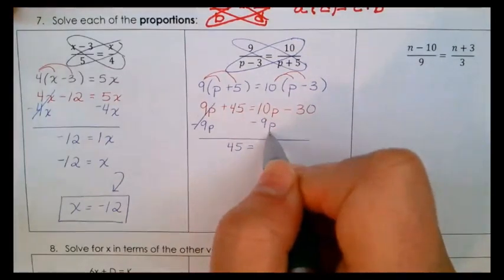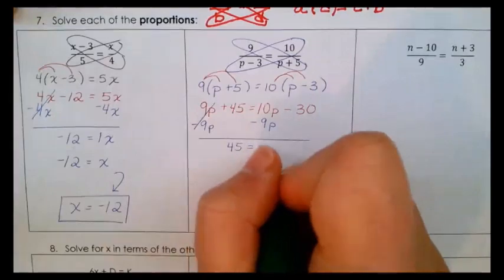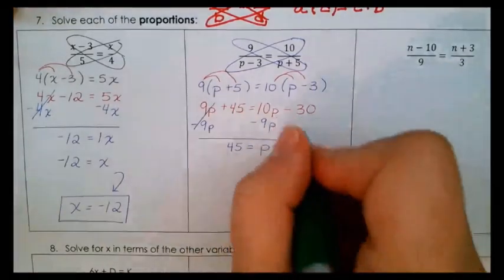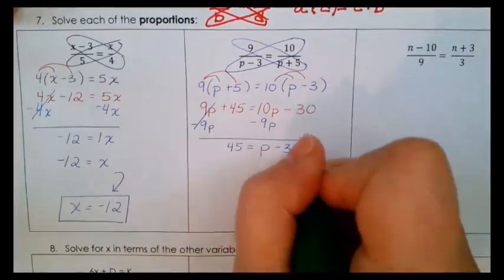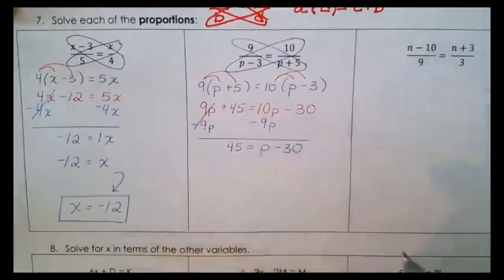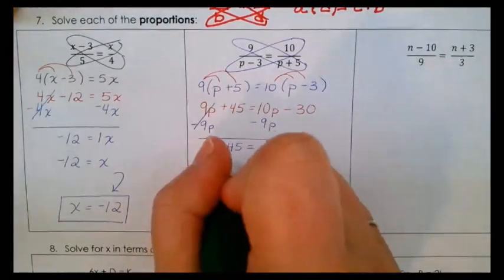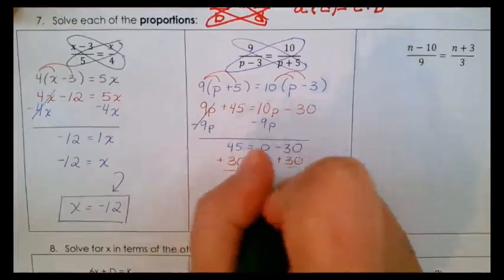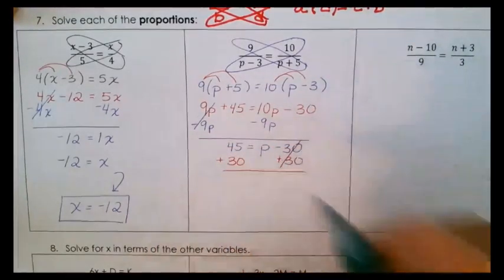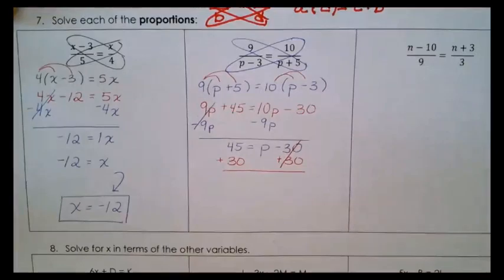But as we remember, we don't have to write the 1. So I'm going to just write p. Bring down the negative 30. Now, my goal is to get p by itself, so now I'll look at the whole number. To get rid of the negative 30, I'm going to add 30 to both sides. The negative 30 and the positive 30 cancel.